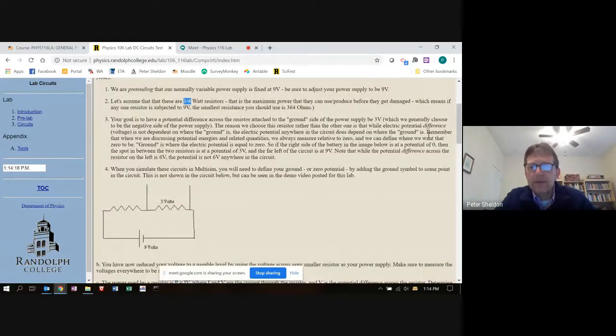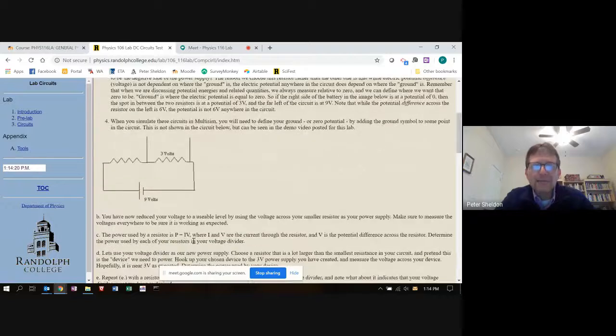Let me think about what number that would be. I times V is equal to 1/4. If V is equal to 3 volts, then I is 1/4 over 3, or 1/12. So the current can't be bigger than 1/12 of an amp. Does that make a little bit of sense?